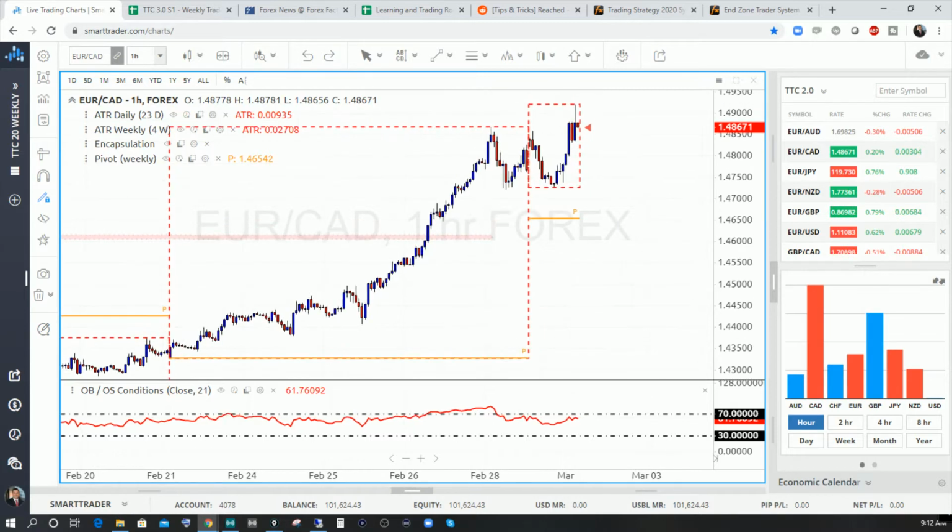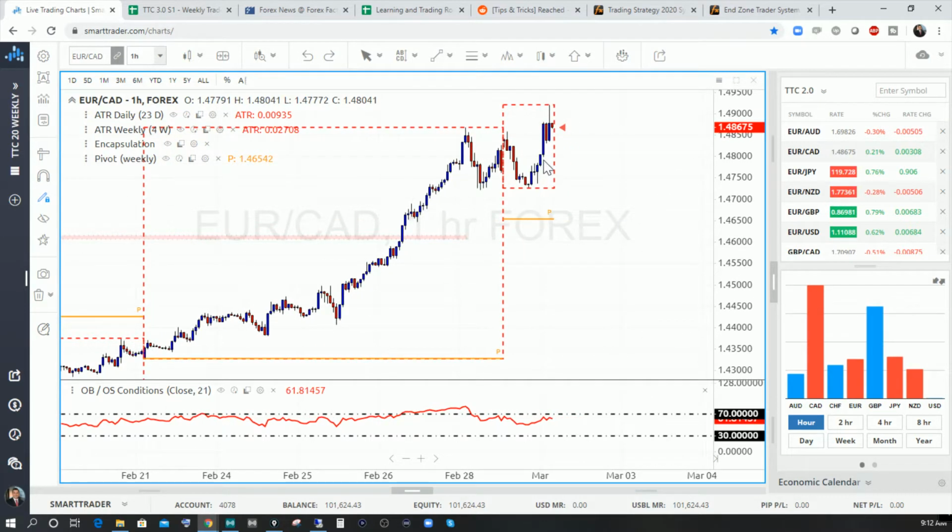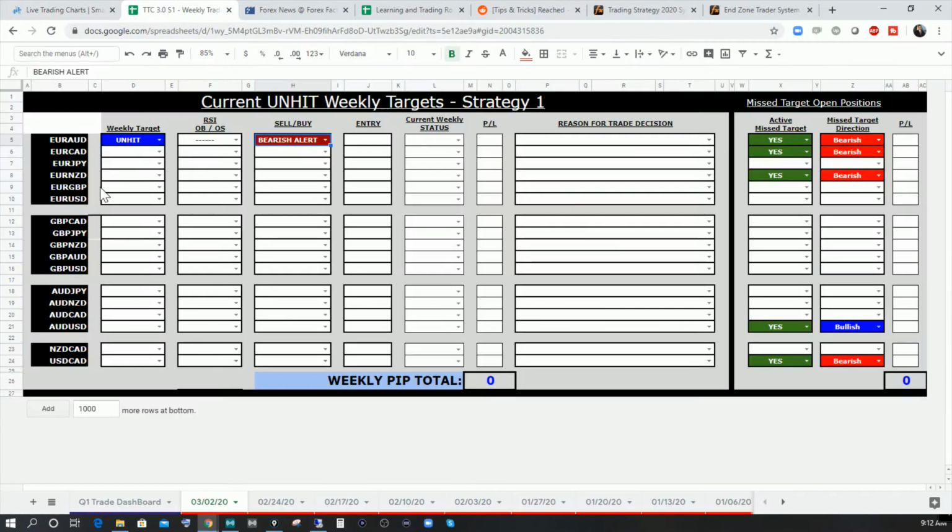And Euro Canadian is setting up also with an unhit target this week. So we're setting up with an unhit target, also another bearish alert. Now keep in mind, if we're in on positions already, this then is new opportunity for new traders. So if you're in the trade and you're out the trade this week, you can still continue to monitor these setups. And if you continue to hold this trade, your trades open for the week, then clearly this won't be a new opportunity for you.